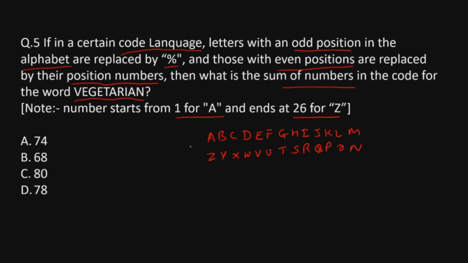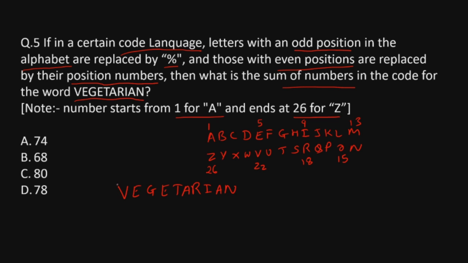So here the first letter is A and the position number is 1. Last letter is Z and position number is 26. What I will do, I will put some dedicated values to these numbers. So I have just put some numbers for our help. So the word is vegetarian. I will write this vegetarian word here.